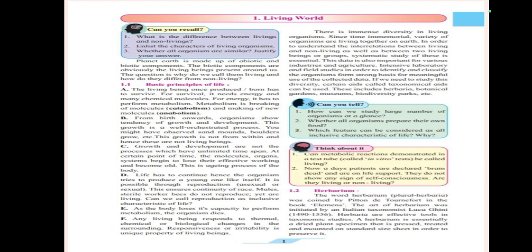This data is also important for various industries and our agriculture. Intensive laboratory and field studies in order to identify and classify the organisms form a strong basis for meaningful use of the collected data. If we need to study this diversity, certain aids called taxonomical aids can be used. These include herbaria, botanical gardens, museums, biodiversity parks, etc.